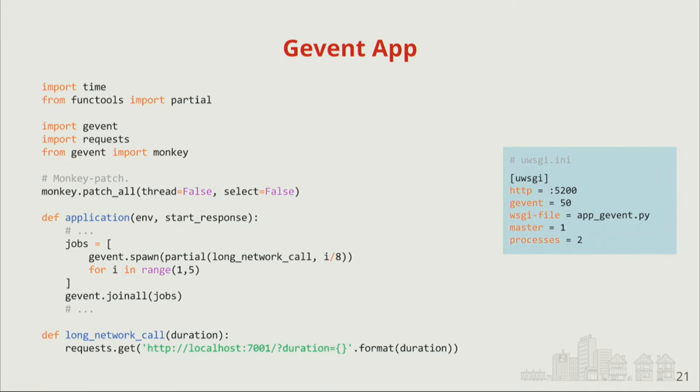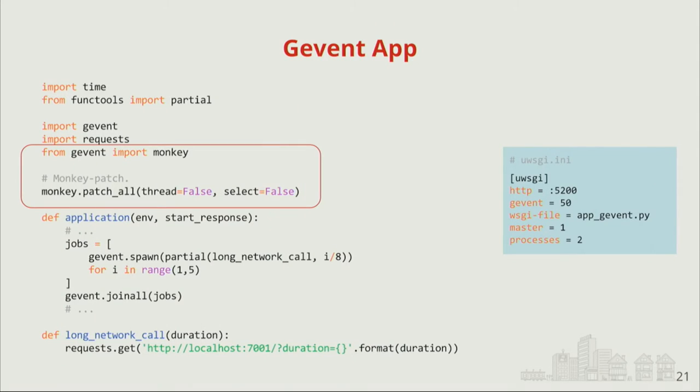The gevent app. Here, two main things to notice. We monkey patch the standard library, so it does not come out free out of the box. It's a commitment. We are changing further and further the thing. And we pass the option to WSGI to spawn gevent microthreading.